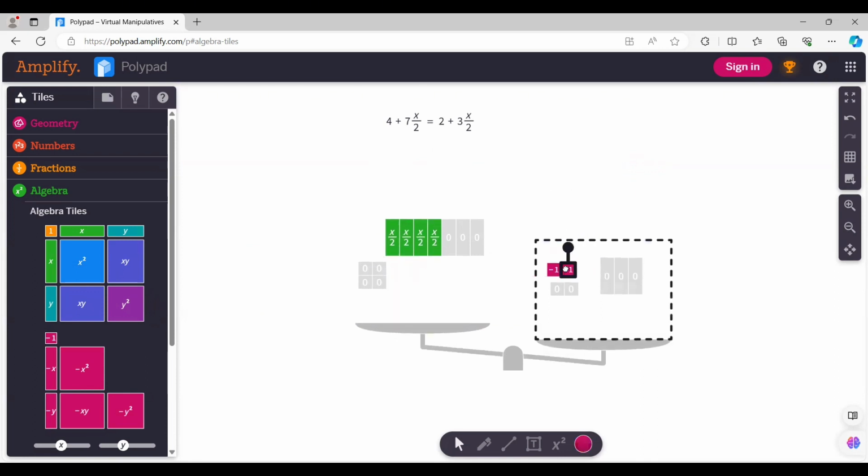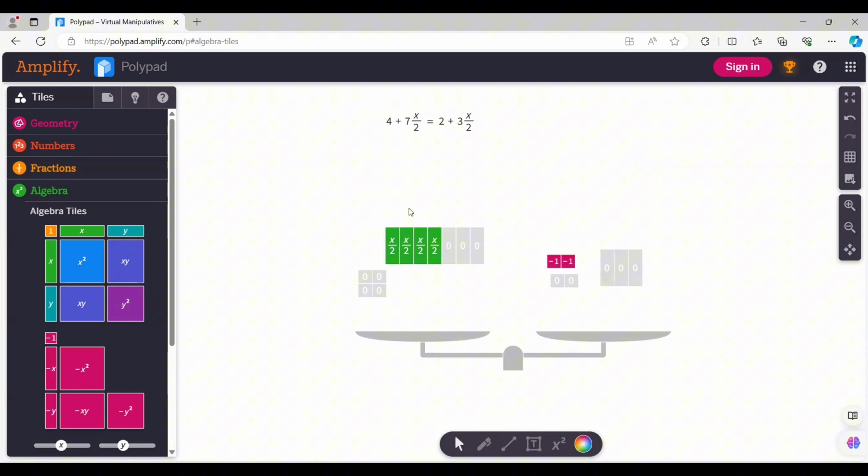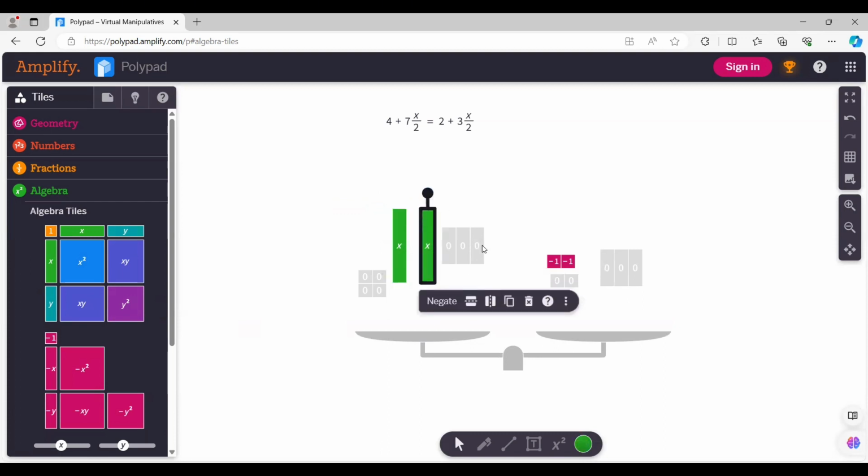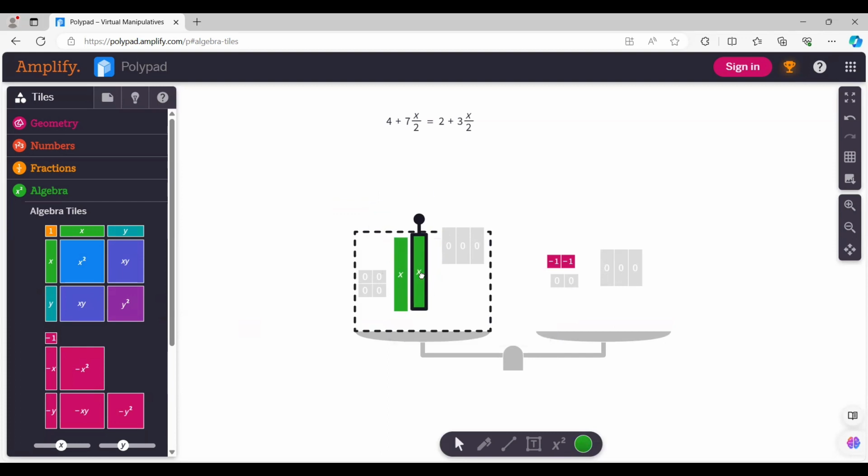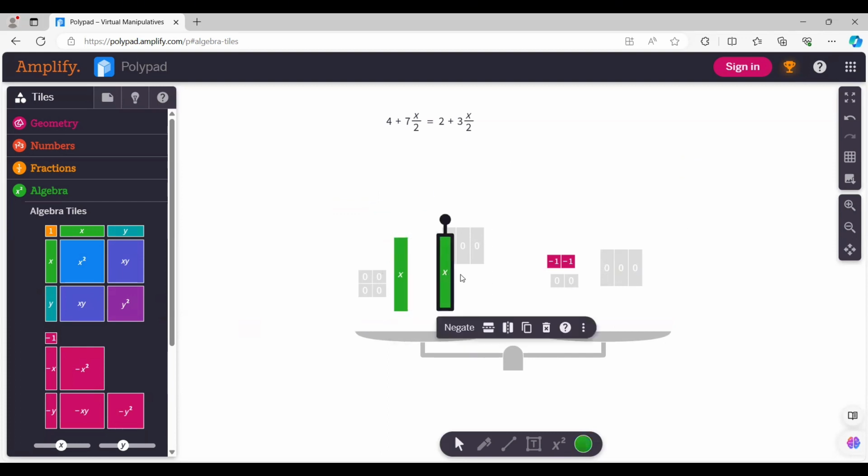Okay, as you can see here, now on the left hand side we have 4 of x divided by 2 and on the right hand side we have 2 negative 1. So now we need to merge the x divided by 2. If you scroll this and pick 2 of x divided by 2 at the same time, it will come out with merge. I do it again, just like this, drag and stop and then click merge and then it will become 1. See? Now we have 2x and 2 negative 1 here.